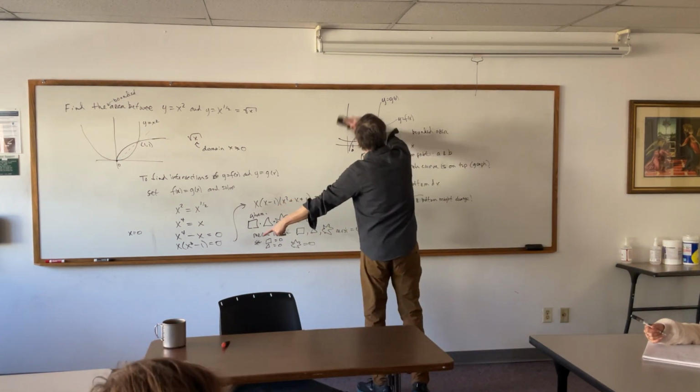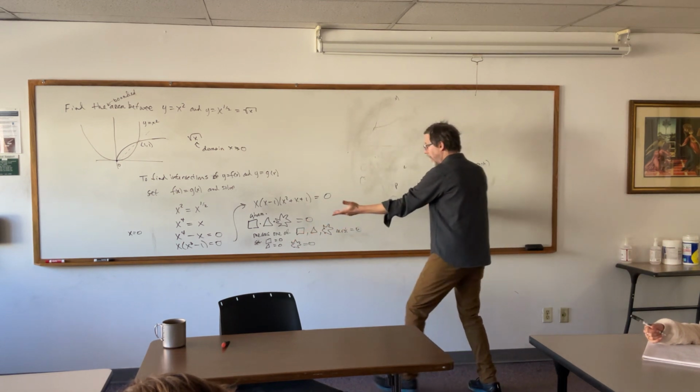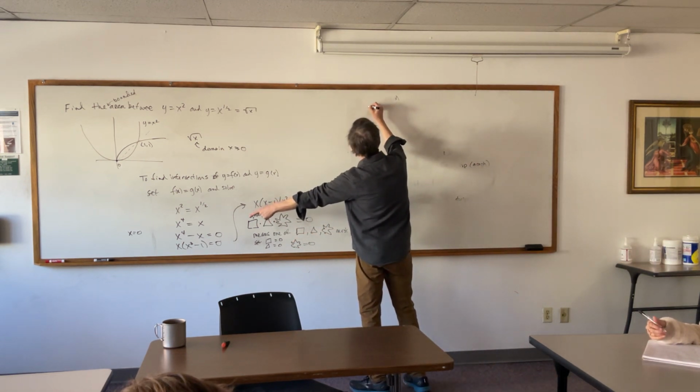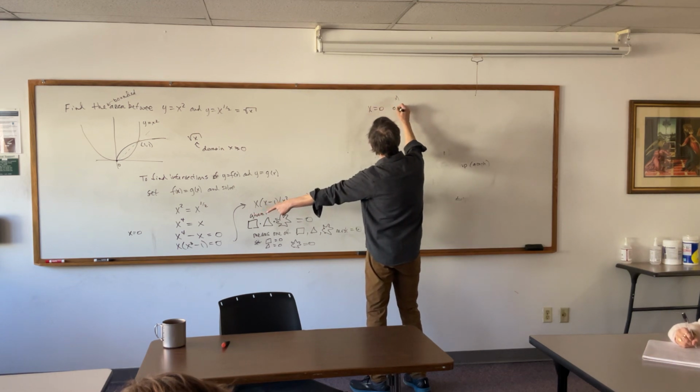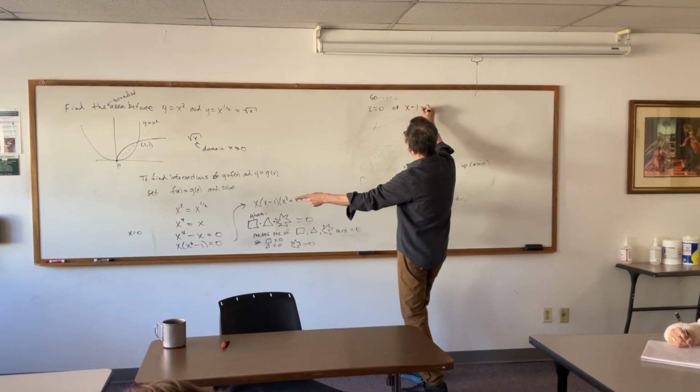So we've got this guy down here, and now we're going to do what I just recommended. I'm going to set each piece equal to 0. So I've got x equals 0, or x minus 1 equals 0.